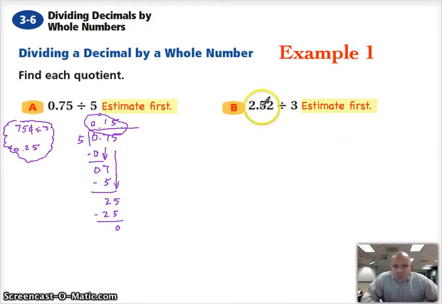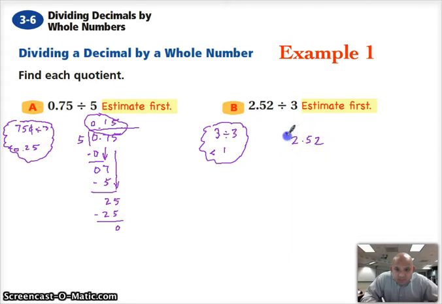Let's go to 2 and 52 hundredths divided by 3. When I look at this, I say to myself, let's choose a compatible number. Remember that estimation strategy? I'm going to do this off to the side. 2 and 52 hundredths is close to 3, and 3 divided by 3 is around 1. Since this is a smaller number divided by 3, I'm going to get a smaller portion, so I know my answer is going to be less than 1. Let's fit that underneath the division bar. 252 divided by 3.